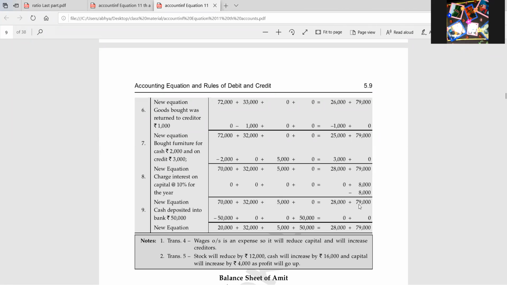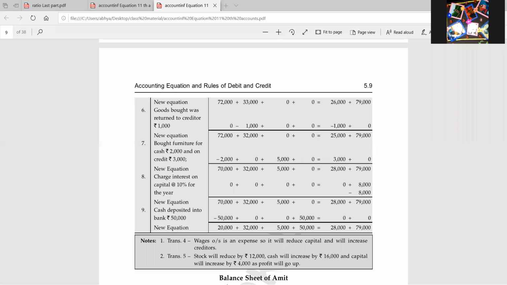Okay, students, do the totaling of both sides fast. I am waiting for your answer. Do the totaling of both sides and please check whether both sides are equal or not. Yes, students, tell me whether both sides are equal or not. Yes, equal. 1,07,000 equal. Very good, students.